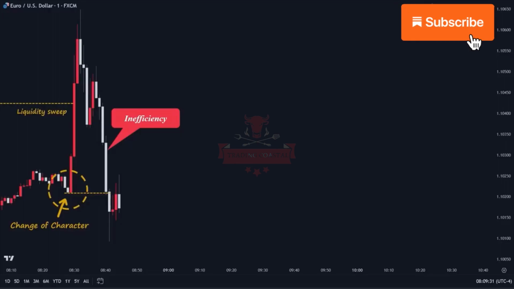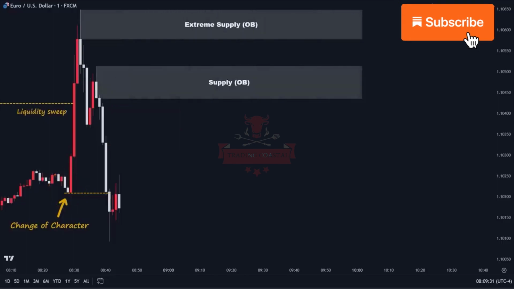Now moving on to the next step, I'll highlight the order blocks created by the change of character wave. However, upon closer inspection, it becomes evident that 2 order blocks have been formed by the change of character wave, and both of them have enough potential to change the price direction. To avoid missing out on this exceptional trading opportunity, I'm adopting a more cautious approach.